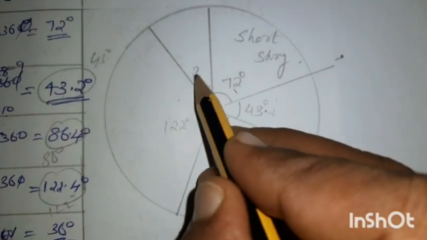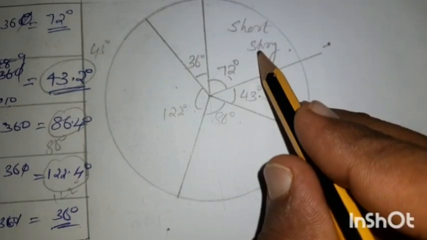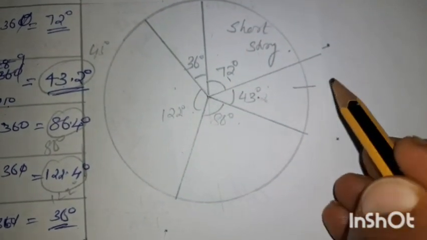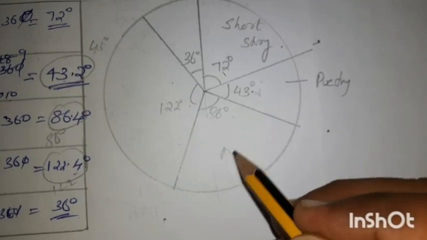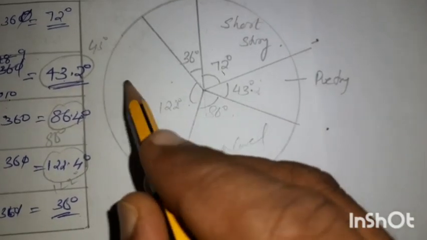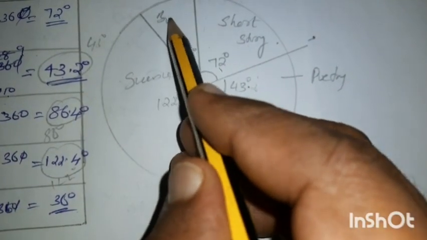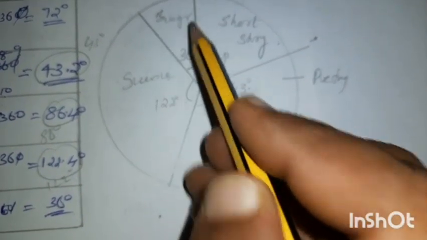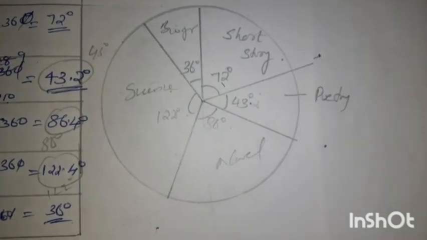The balance is 36 degrees. So write down each one. This is short story. This is the poetry. This one is novel. This is science. And this is biography. So mark each one and complete it.